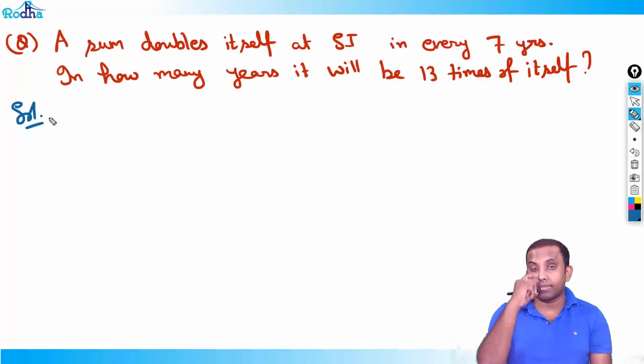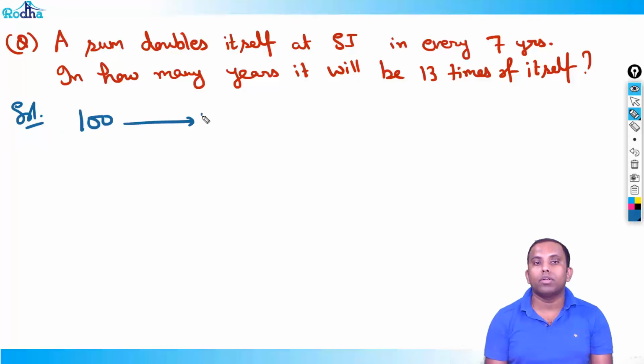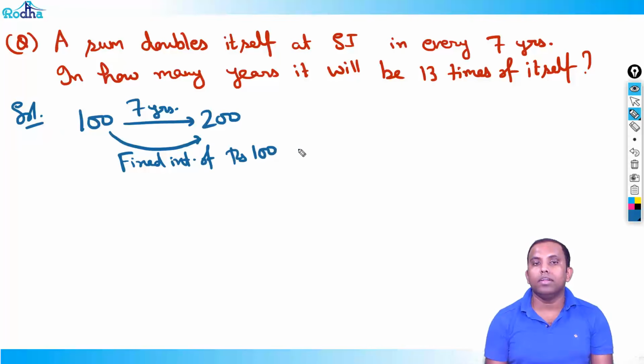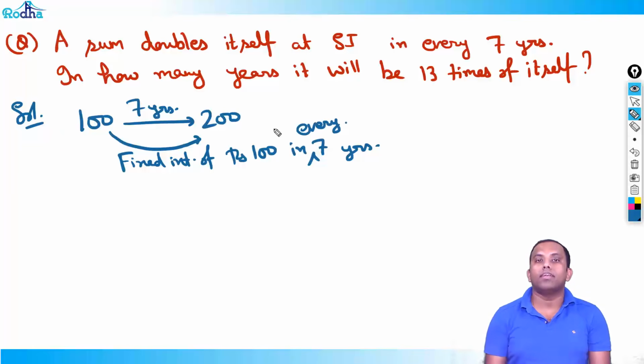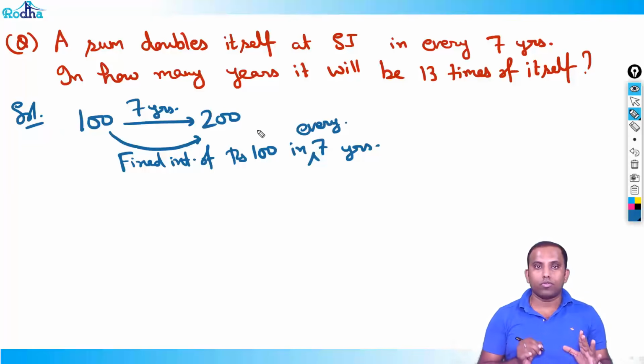A sum doubles itself at SI in every 7 years. That basically means that a sum of 100 becomes 200 in 7 years. So how much interest did I get? In SI, interest is fixed. So I'm getting a fixed interest of rupees 100 in 7 years. That means in every 7 years, I'll get 100 rupees as fixed interest from the bank, right?